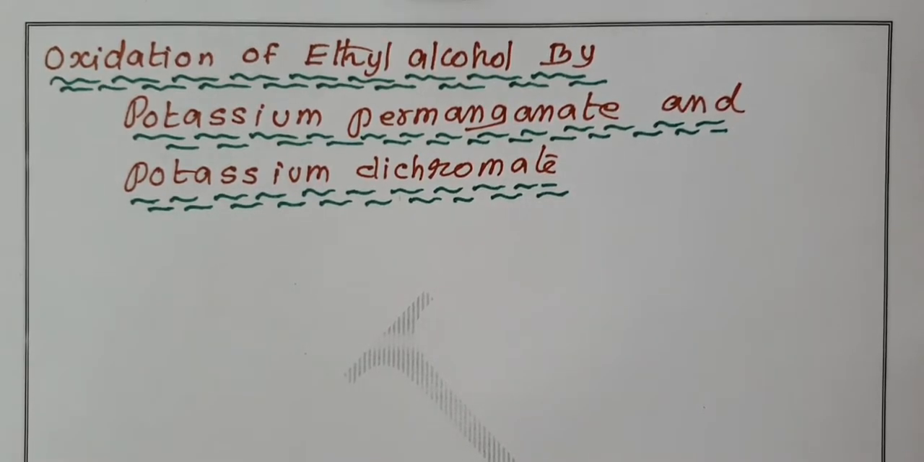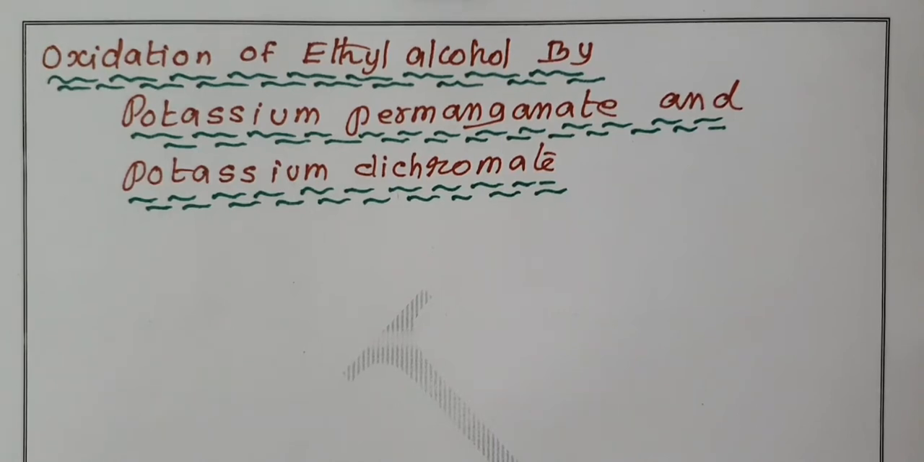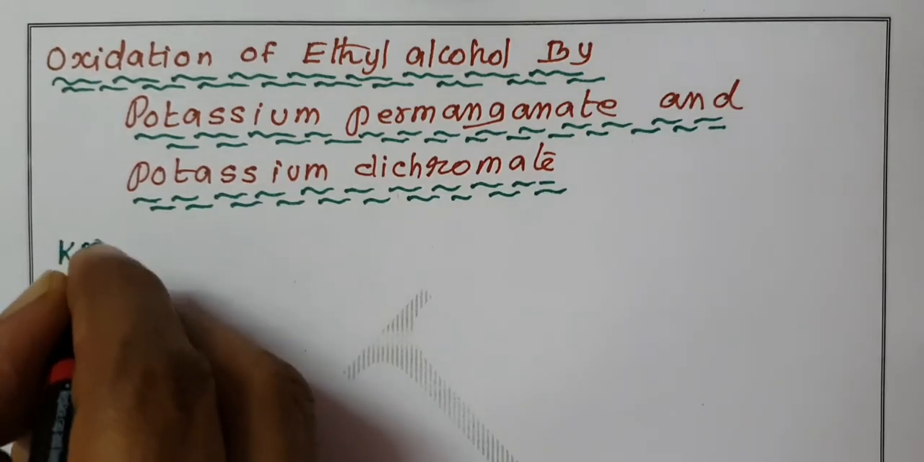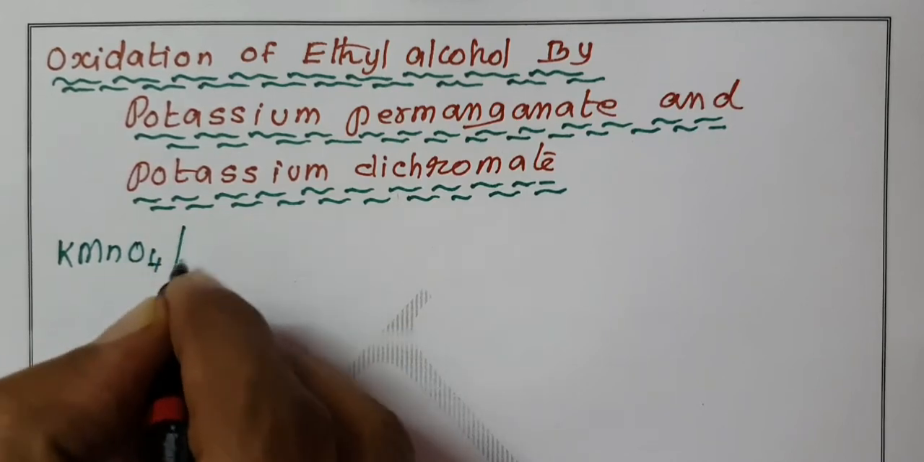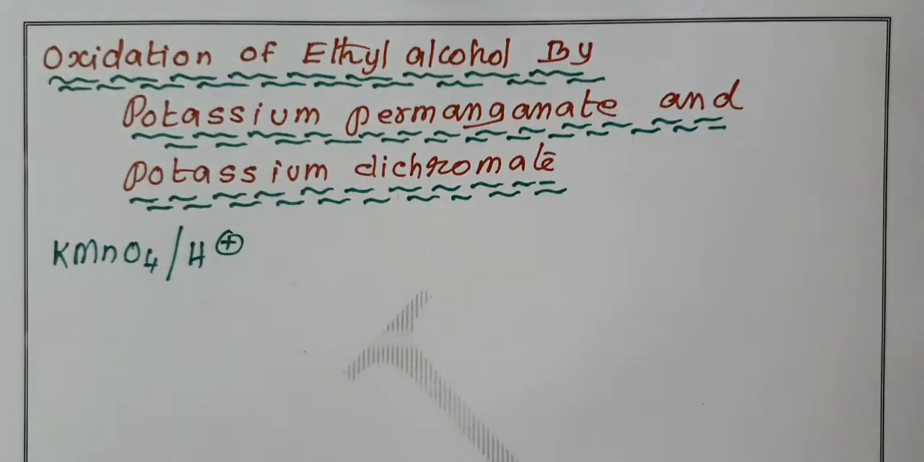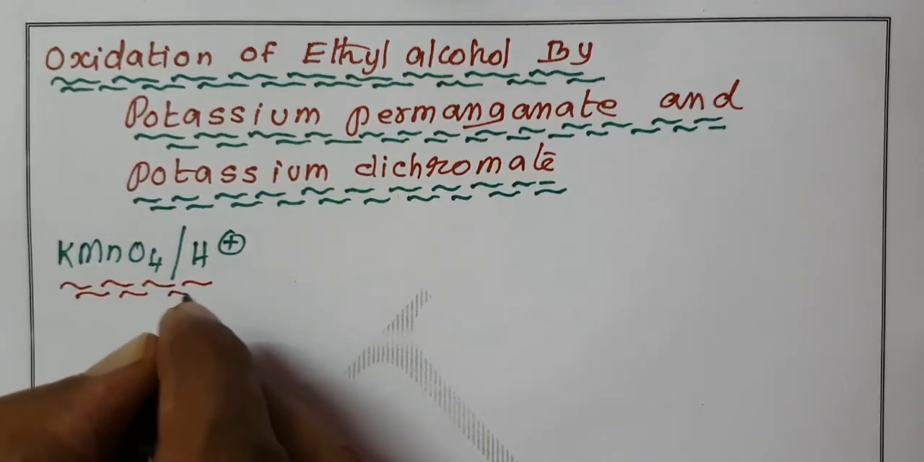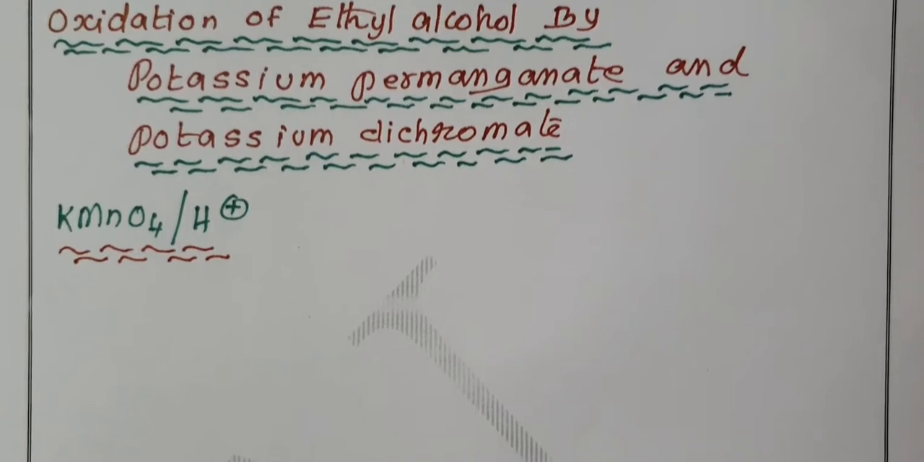Oxidation of ethyl alcohol by potassium permanganate and potassium dichromate. First with KMnO4. Which KMnO4? Acidified potassium permanganate, which is used as a powerful oxidizing agent. It oxidizes alcohol into aldehyde.